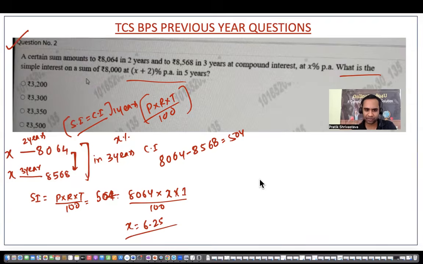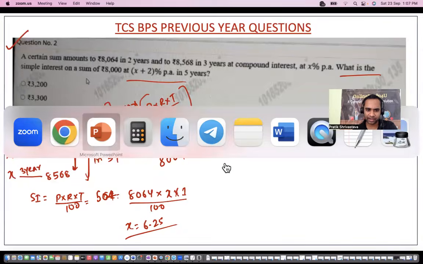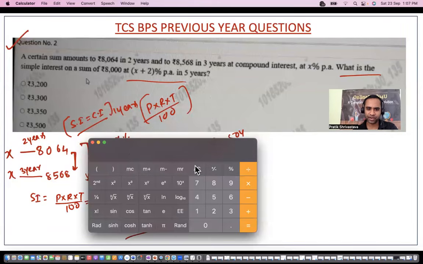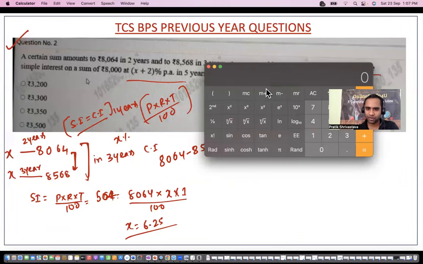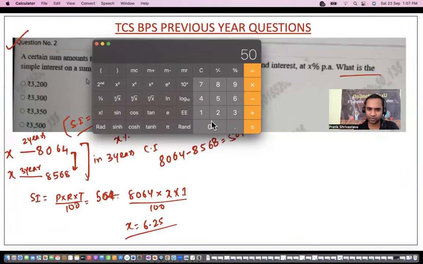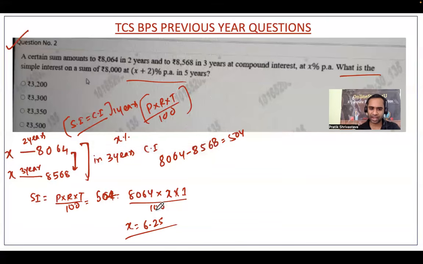If you want, you can use a calculator in the examination. Where is the calculator? Okay, so let us come here. 504, so 50400 divided by 8064. So now it is 6.25, right? So we have got the rate of interest as 6.25.